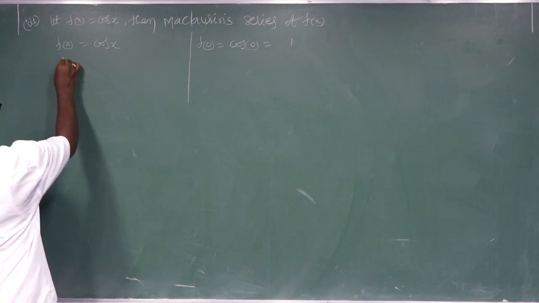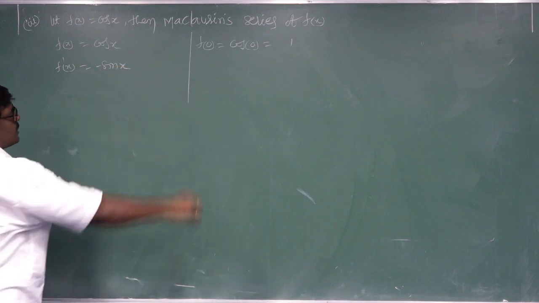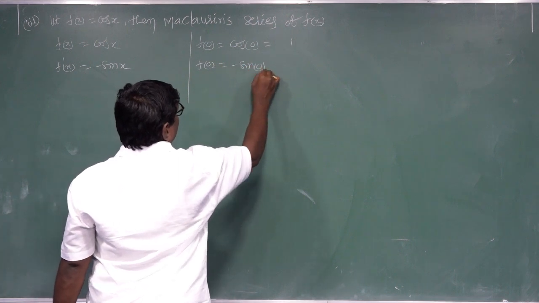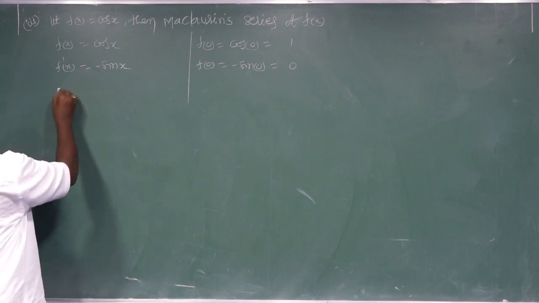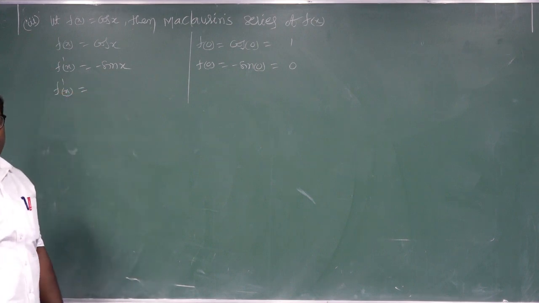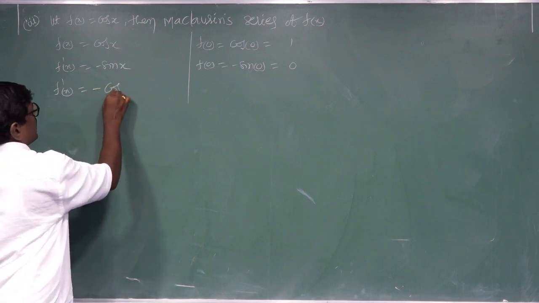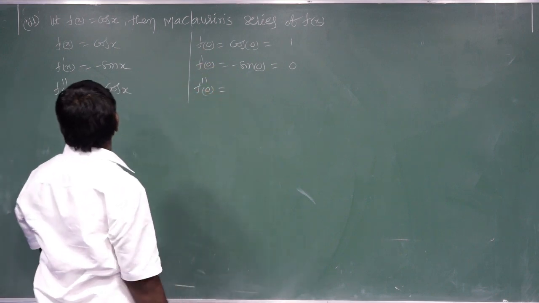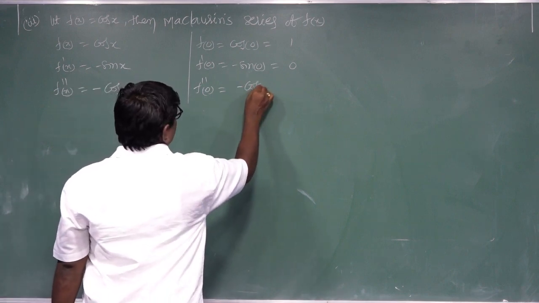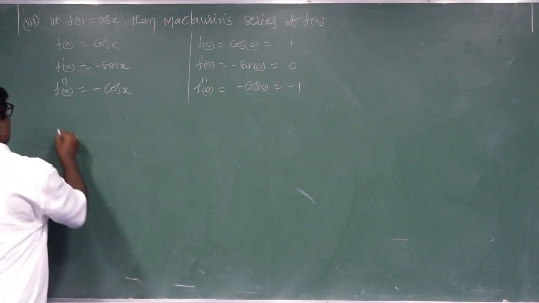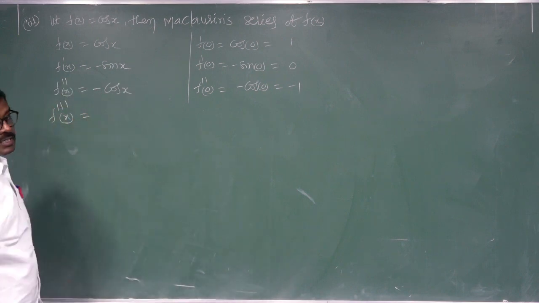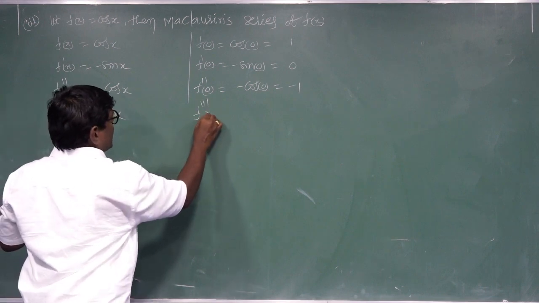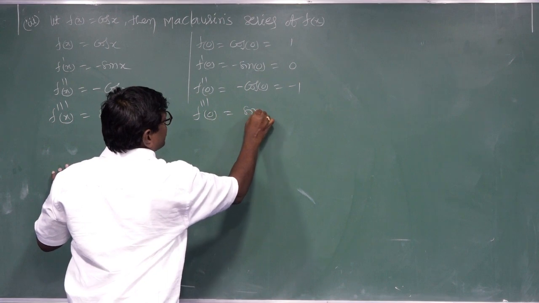Next, f'(x) = -sin x, since the derivative of cos x is -sin x. So f(0) = -sin 0 = 0. Next, f''(x) = derivative of -sin x, which is -cos x. So f''(0) = -cos 0 = -1. f'''(x) = derivative of -cos x, which is +sin x. So f'''(0) = sin 0 = 0.